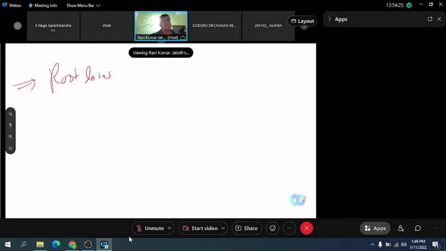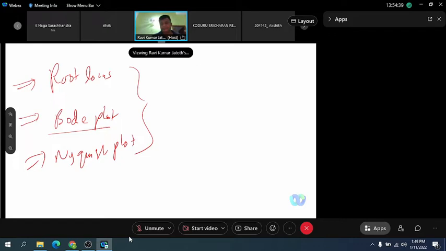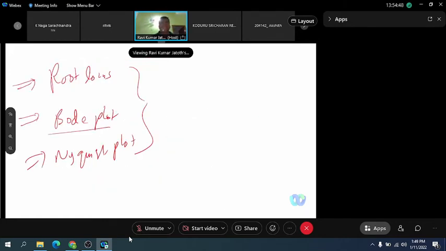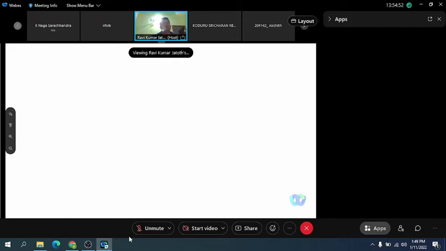Then there is one more technique called the Bode plot, and one more called the Nyquist plot. These will all give you similar results: the system is stable or unstable, or conditionally stable or marginally stable. So in chapter number 3, we would be seeing this. All right. Now, chapter number 4.